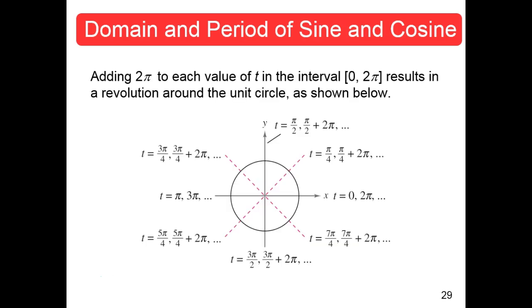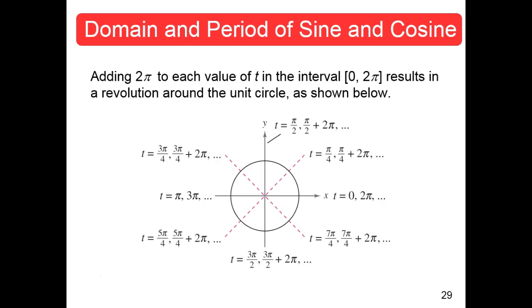And then adding 2 pi to each value of t on the interval, this is what I was just talking about, results in a revolution around the unit circle, so you get the same value. So here, if you start here at 0, go up to pi fourths, pi halves, 3/4 pi, pi, 5/4 pi, 3 halves pi, 7/4 pi, then you get here to 2 pi, now you're at this one, then this will be 9/4 pi, which would be 2 pi plus pi fourths.